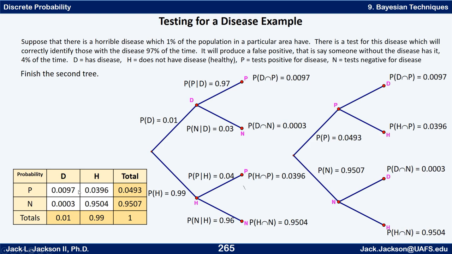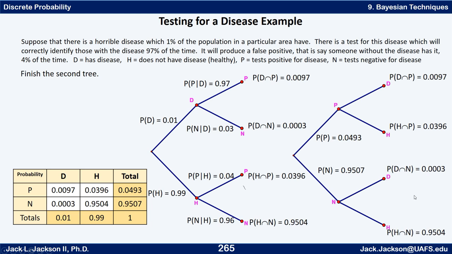Well, when you add these across here, we're adding these two, we get the 0.0493. What are we adding there? We're adding the two that have a probability of a positive. Well, these two right here are the ones that have a probability of a positive. Diseased and positive test or healthy and positive test. Those are the only two that have a positive in them, so they must add up.